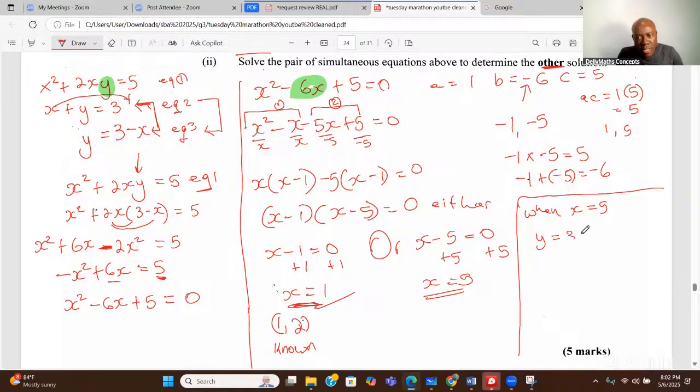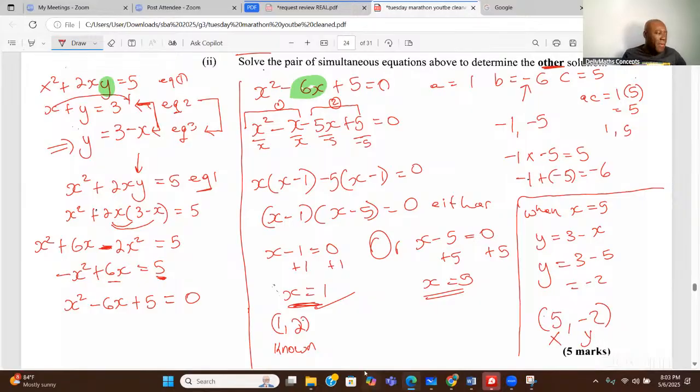Y is equal to 3 minus x. That was what we had for our third equation right here. So all we're going to do now is substitute. Y is equal to 3 minus, put the 5 where the x is now. This is equal to -2. What does that mean? The solution is 5 with a -2 because this is x and this is y. That's the other solution that they're saying you should get, and you're good to go.